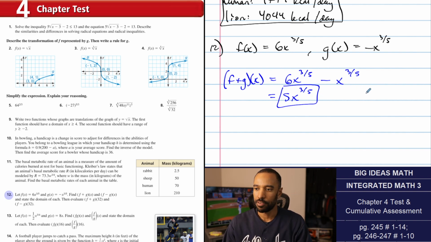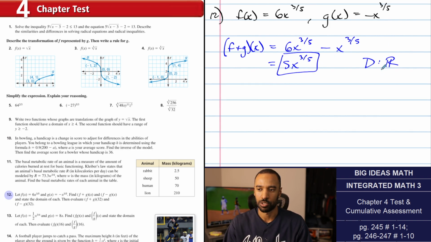State the domain of each. This domain should be all real numbers. There's no issue with taking odd roots. Remember, that's a fifth root. There's no problem with taking odd roots of negative numbers, and that's exactly what we'd be dealing with.